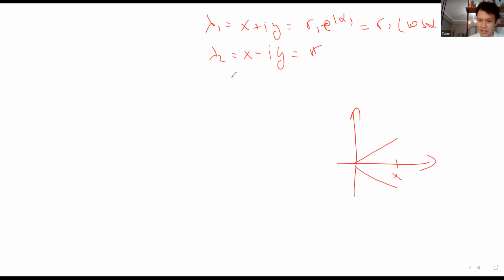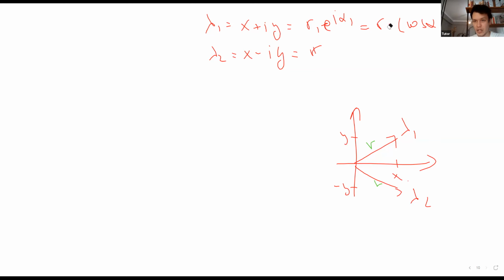So this is going to be coordinate x. This is going to be coordinate y. This is going to be coordinate minus y in here. So if you think about these two roots, lambda 1 and lambda 2, this is going to be x minus iy, and this is going to be x plus iy. They're going to have the same radius, right? The radius is going to be x squared plus y squared, so it's the same radius.